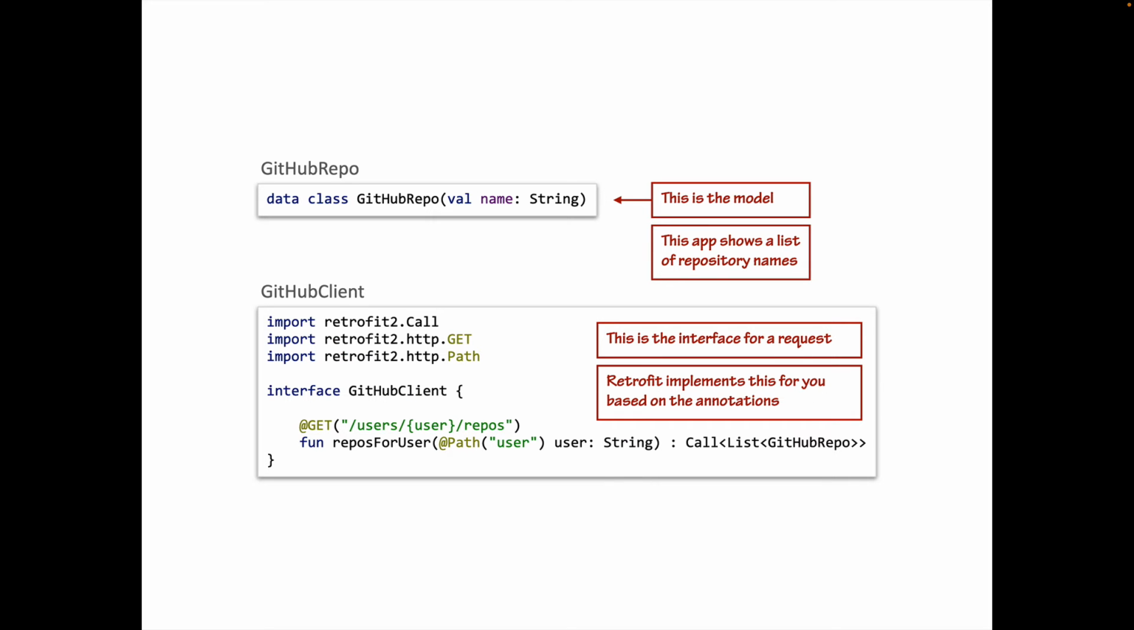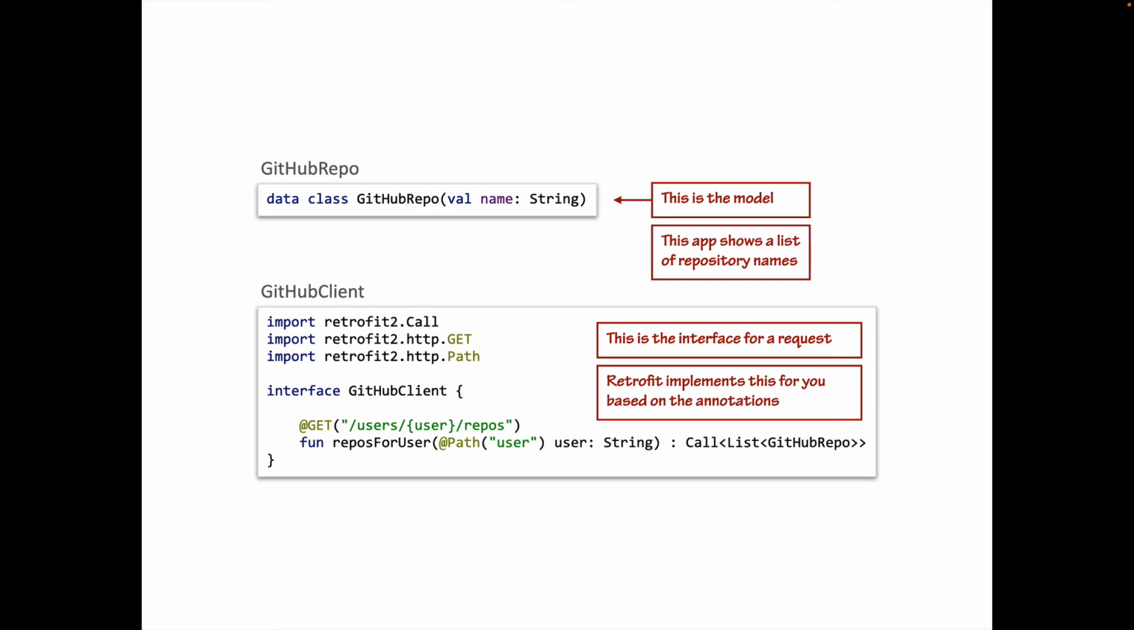The model we use is going to be super simple. We just have a data class called GitHub repo that contains one property, a string. The string will represent the name of the repository.